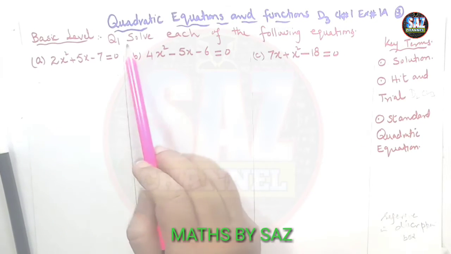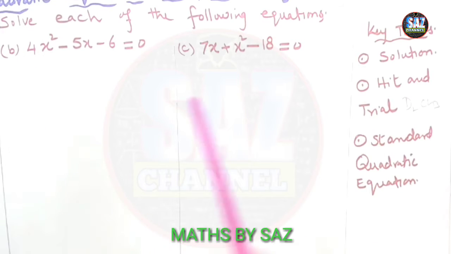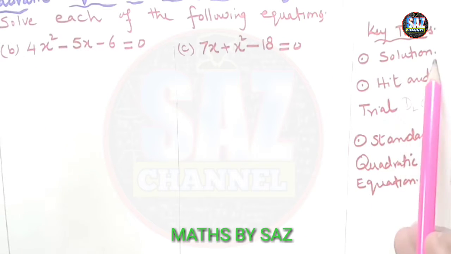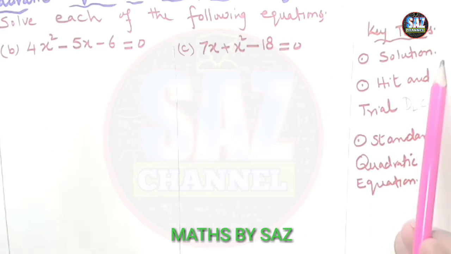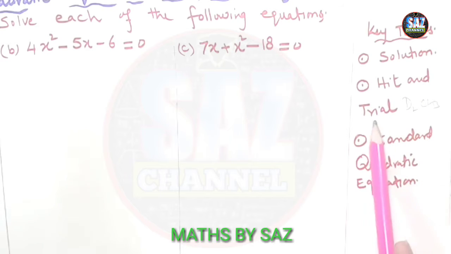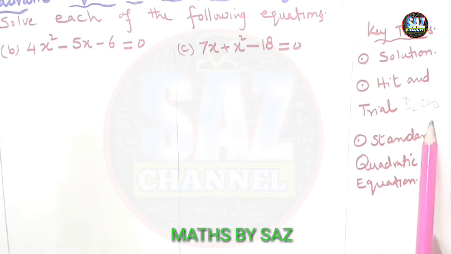We have to understand what is the meaning of the word solve. Solve or solution means to find the values of unknowns. Then we have to think about what technique is suitable for the question. There are different techniques. One of the techniques can be the hit and trial method. And what is the standard quadratic equation?